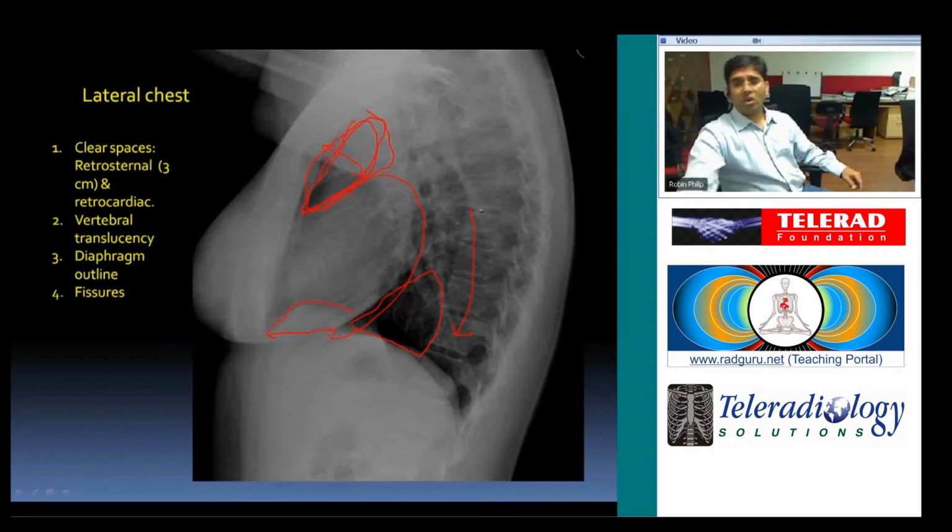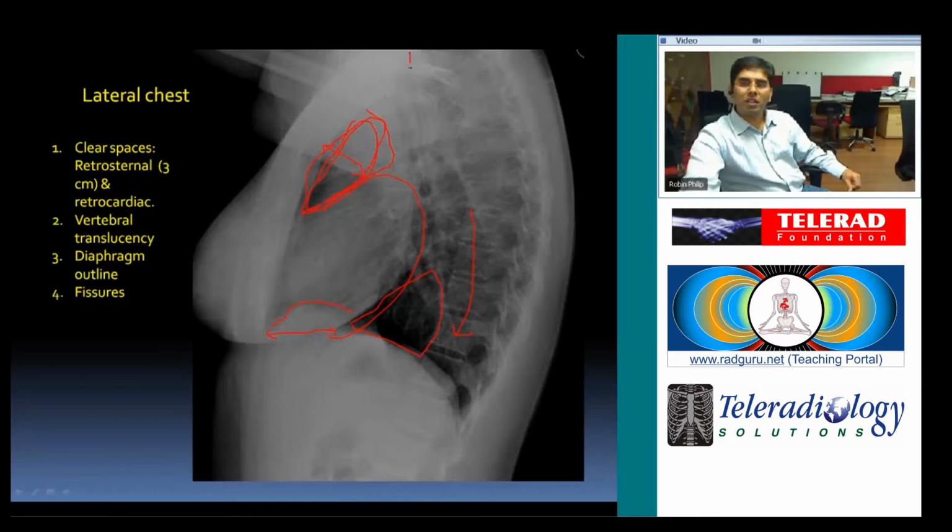As you move caudally, this translucency should increase. This is very important because sometimes any pathology in the lower lobes, say early pneumonitis, this is the only finding you would see on the lateral radiograph. So it's very important.